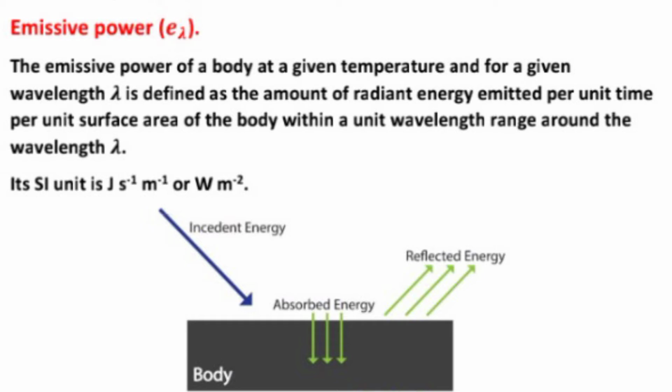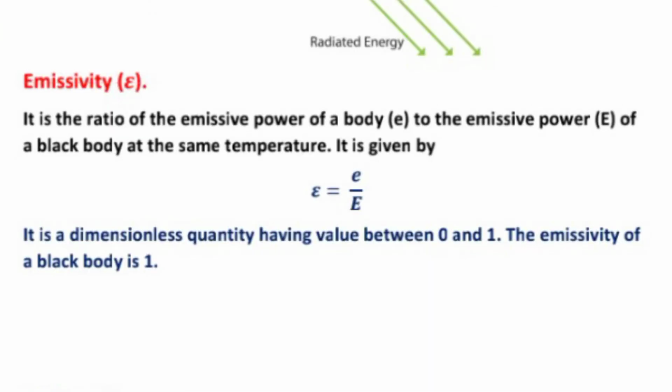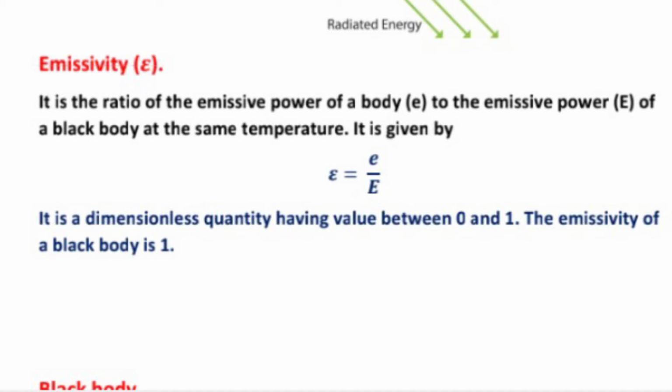Emissivity. I am telling about emissivity, epsilon. It is the ratio of the emissive power of a body, small e, to the emissive power, capital E, of a black body. Capital E means the emissive power of the black body at the same temperature, and it is given by epsilon equal to small e upon capital E. The emissivity of a black body is 1.